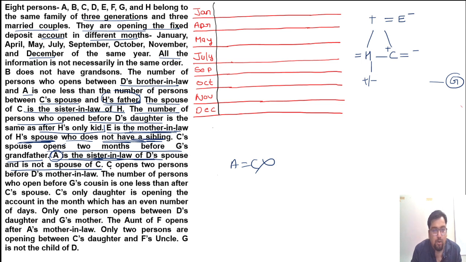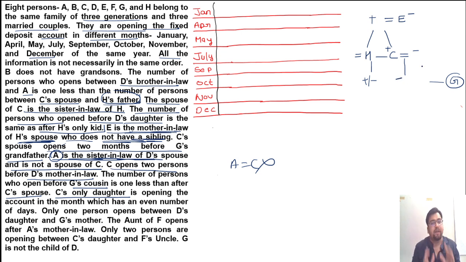Okay. C opens 2 persons before D's mother-in-law. The number of persons who open before G's cousins is 1 less than after C's spouse. That means there is also a G's cousins. C's only daughter. The 8th person we have drawn.